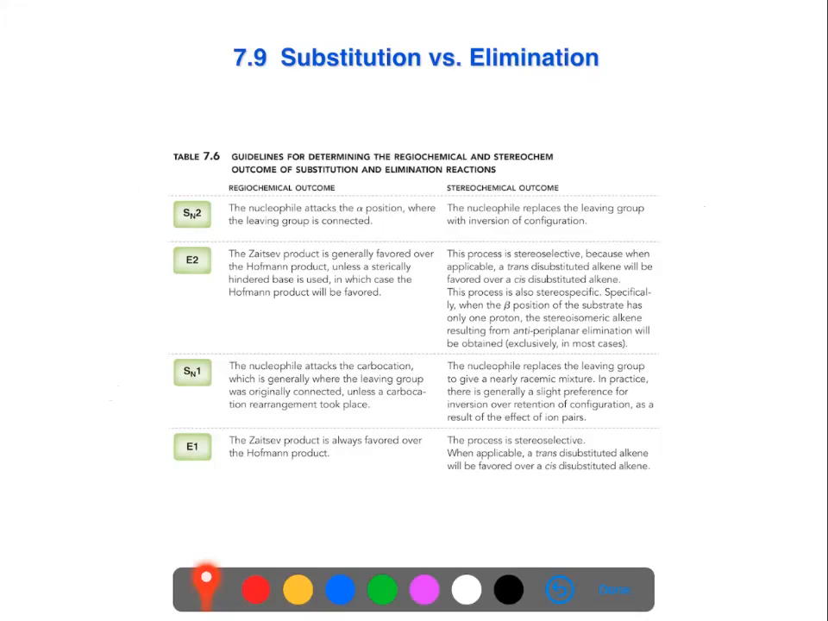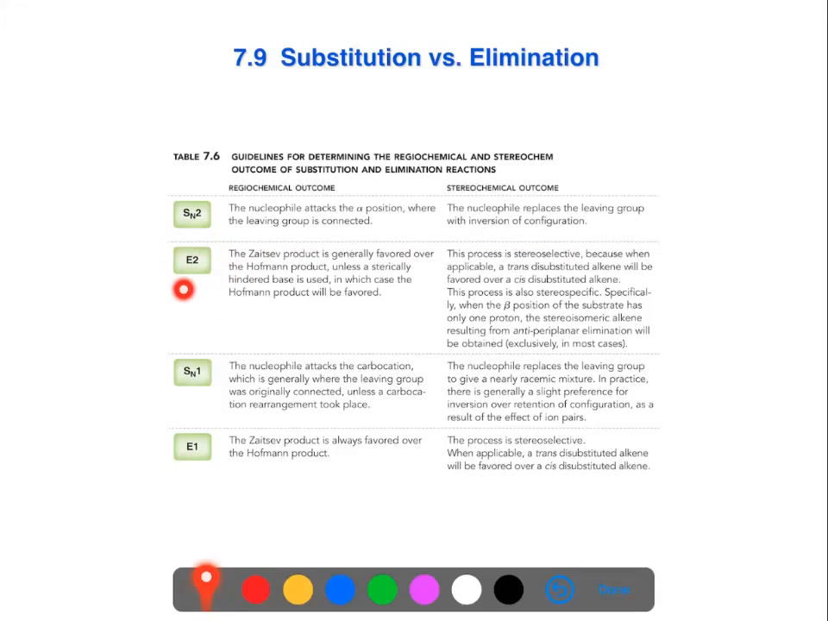So finally, in Table 7.6, here are again some guidelines for determining the regiochemical and stereochemical outcome of substitution and elimination reactions. So they're summarized here nicely. So we saw for the SN2 reaction that the nucleophile basically attacks the alpha position, and so that's where the leaving group is connected. And there's only one regiochemical outcome for SN2. However, for the stereochemical outcome, we see an inversion of configuration for the SN2 reaction.